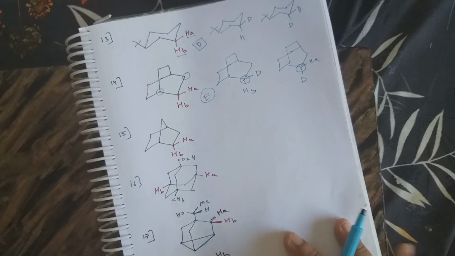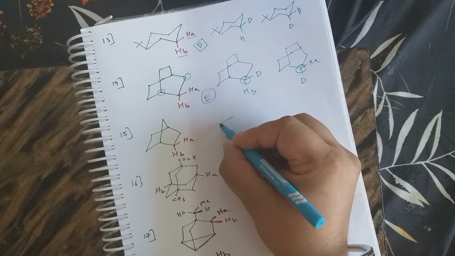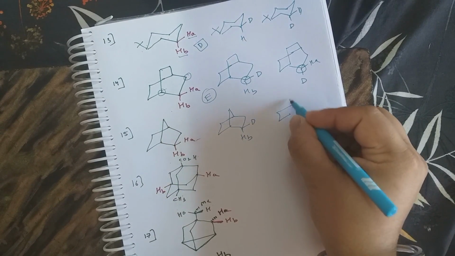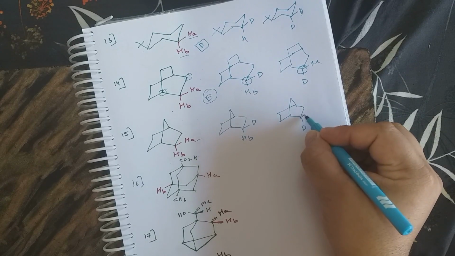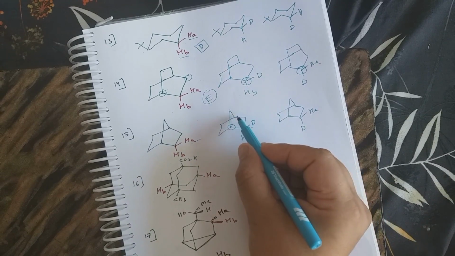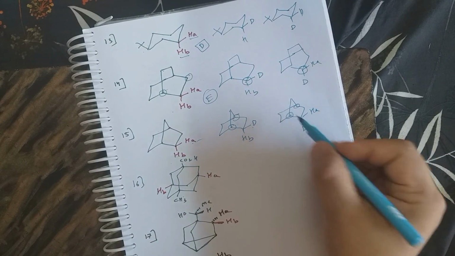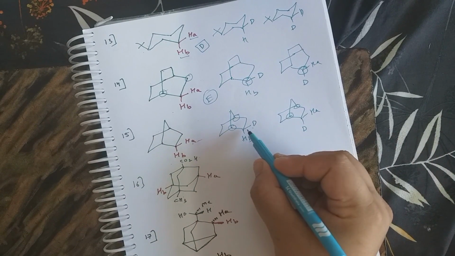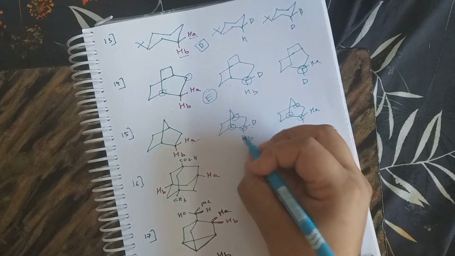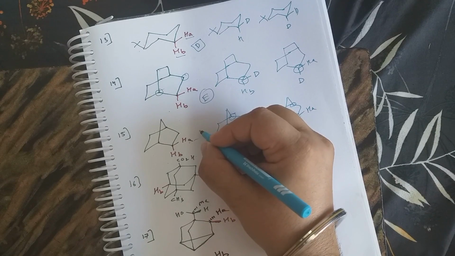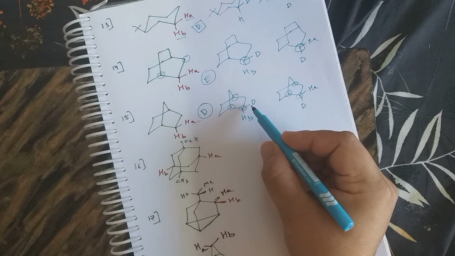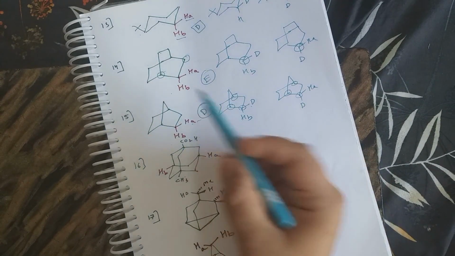Now check this example. If you substitute this Ha with this deuterium, this will become a chiral center. This also becomes chiral, and this also becomes chiral. So now, adjacent to the chiral center, you have a diastereoisomeric relationship. This is exo, this is endo. So this basically becomes a diastereomeric relationship, because you generated a chiral center after substituting. Here, after substituting, you are not getting a chiral center.